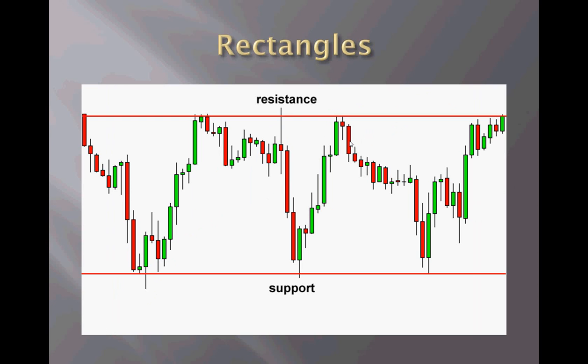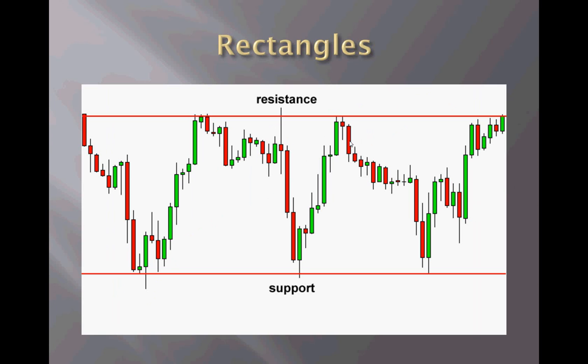Rectangles are formed when the price is bounded by parallel support and resistance levels. A rectangle exhibits a period of consolidation or indecision between buyers and sellers as they take turns throwing punches, but neither has taken over. The price will test the support and resistance level several times before eventually breaking out. From there, price could trend in the direction of the breakout, whether it's to the upside or downside.